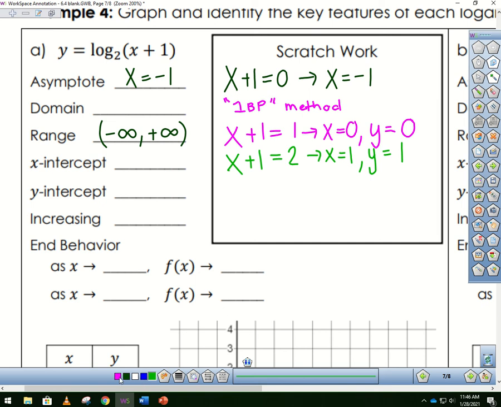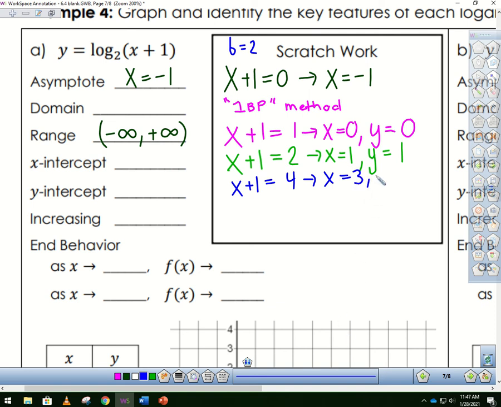Alright, so the next one we do, we're going to take x plus 1, the inside, and we set it equal to b squared. So what would my base squared be? 4. So that comes out to be x equals 3. And then we need to plug it in to find y. So it's going to be log base 2 of 3 plus 1, which is 4. Log base 2 of 4 is equal to 2. So the answer here is 2.